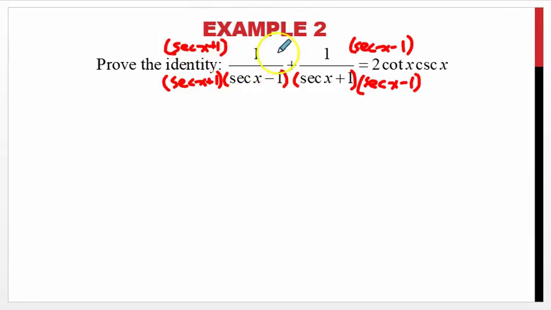So I went ahead and showed my setup that I'll be multiplying the left by secant of x plus 1 and the right by secant of x minus 1. So then I can just go ahead and compute these. Now I did put a lot of parentheses to make sure that we remember to actually distribute this out, secant of x plus 1 times secant of x minus 1.